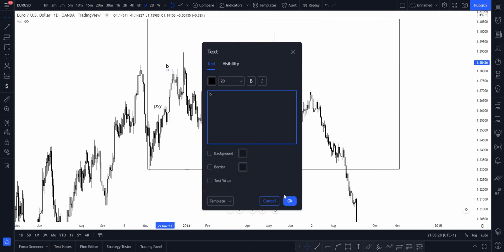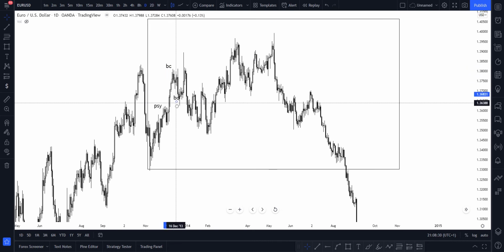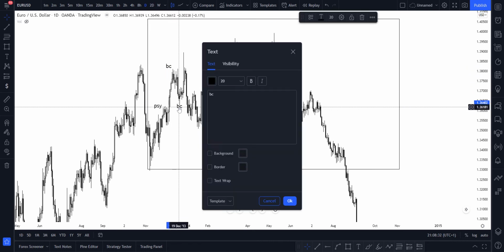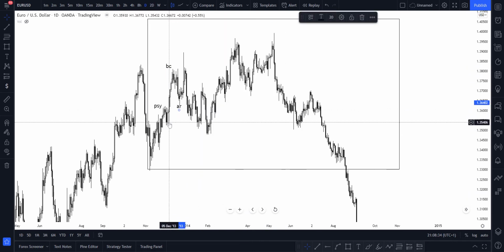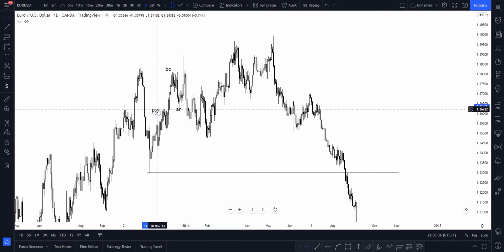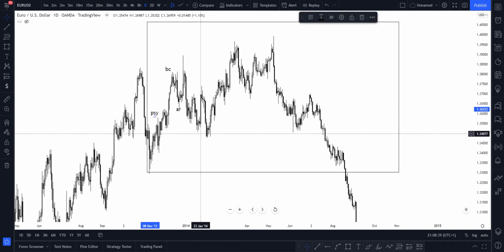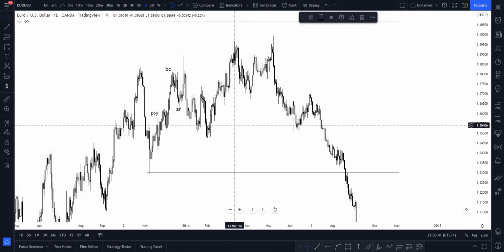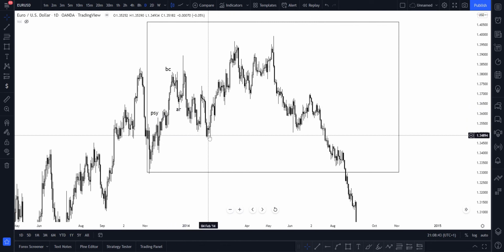right here, the buying climax. This whole thing is the PSY, the preliminary supply. So it went even lower than that. But again, this is just a manipulation. As you see, it went lower. Who cares? It's just a sign of weakness.